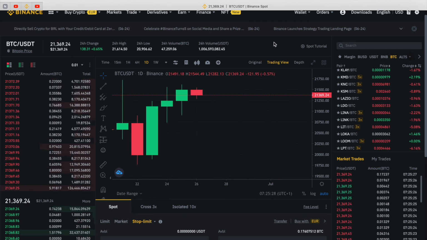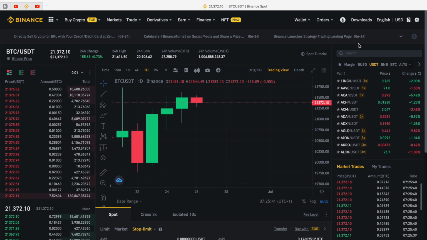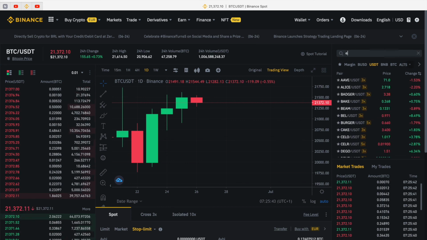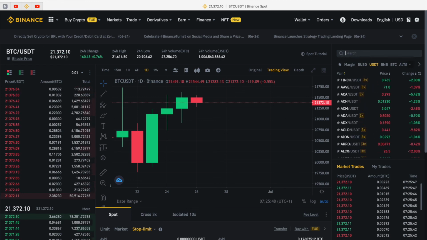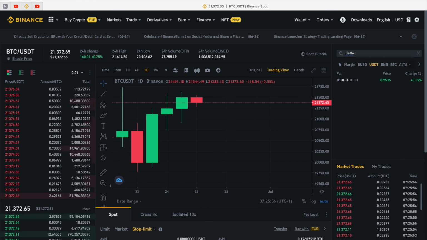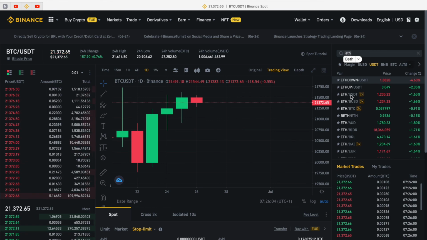This is how to spot trade. And remember, it is not just BTC USDT. You can choose any other trade pair that you want to trade in. Let me choose a different coin. You will see that the price chart will change. You can search. Let me search for ETH, that is Ethereum, slash USDT.